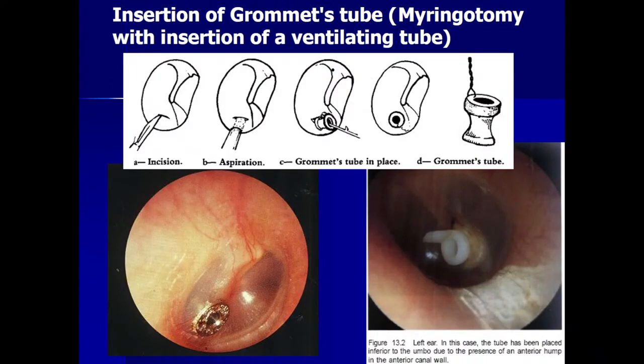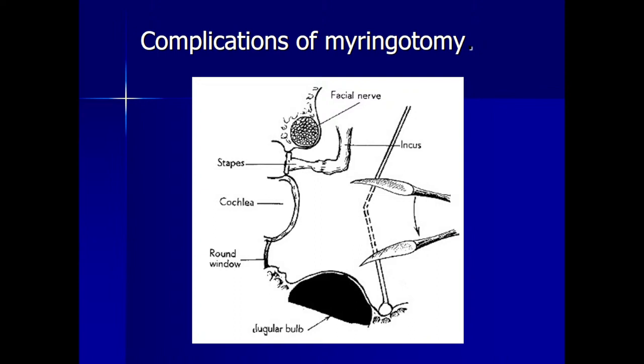So this picture shows us one type of paracentesis which you need for inserting the grommet tube. And in an incorrect place for paracentesis, you may affect other structures in the middle ear. What are they? Incus and stapes connection, facial nerve, round window, jugular bulb. So it's a very nice method for treatment, but sometimes it may lead to complications.